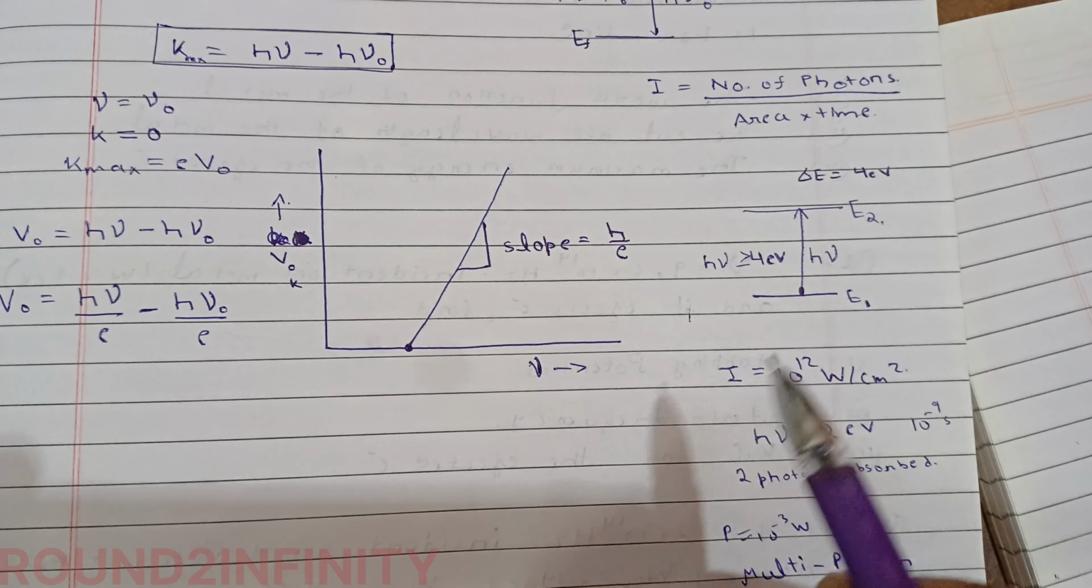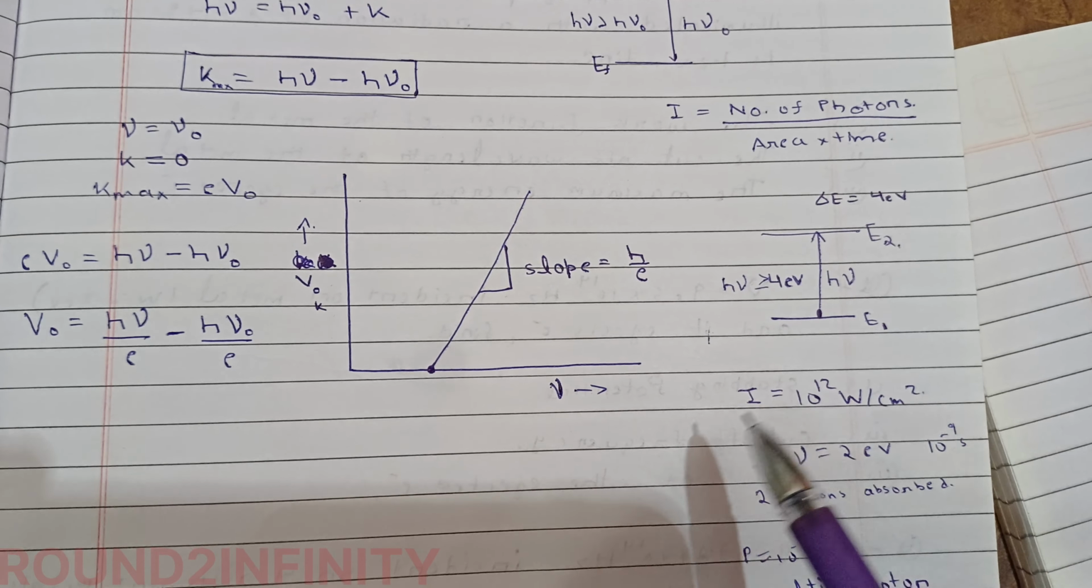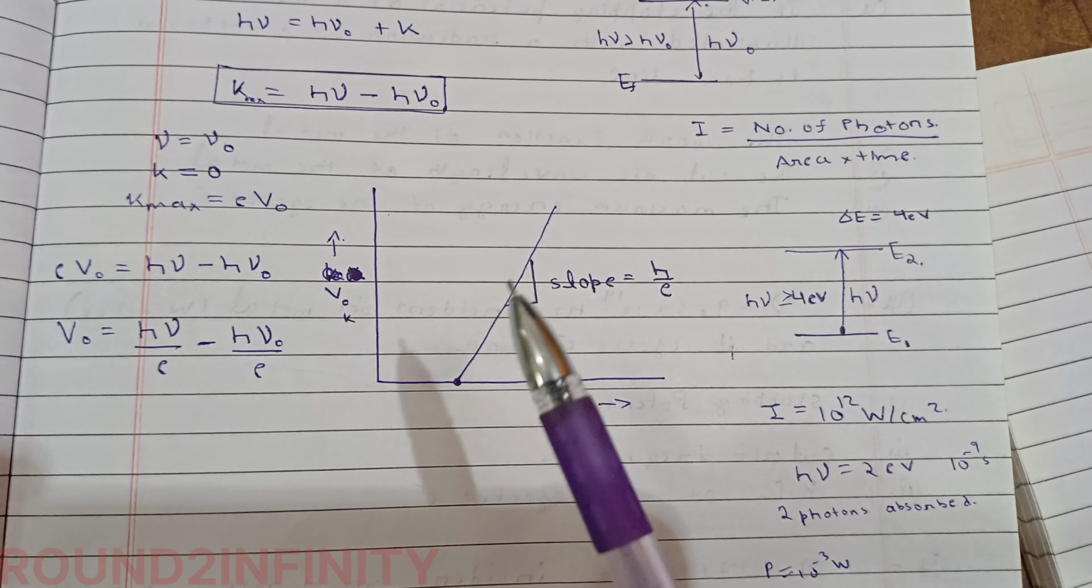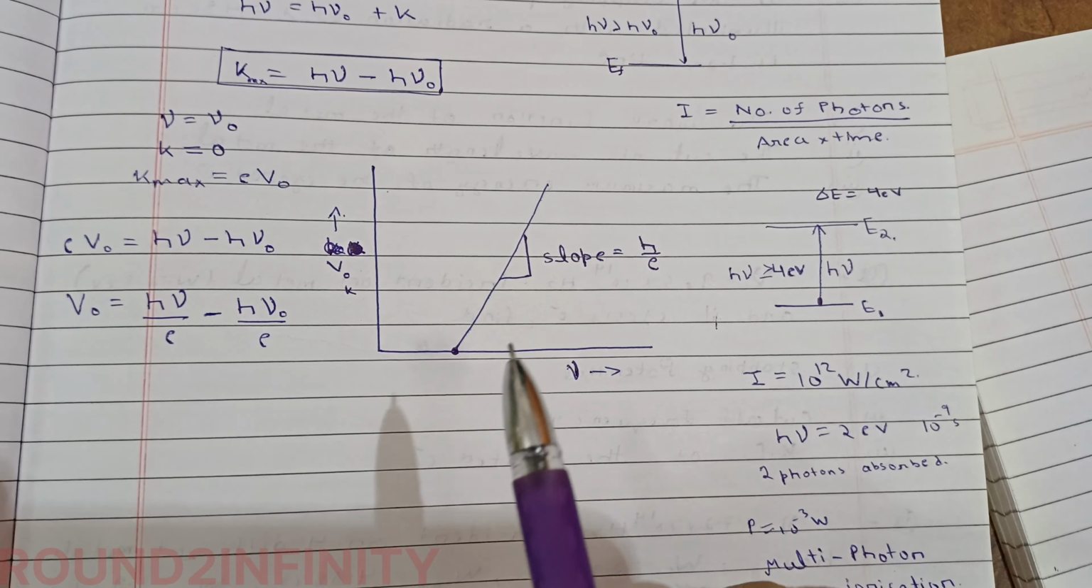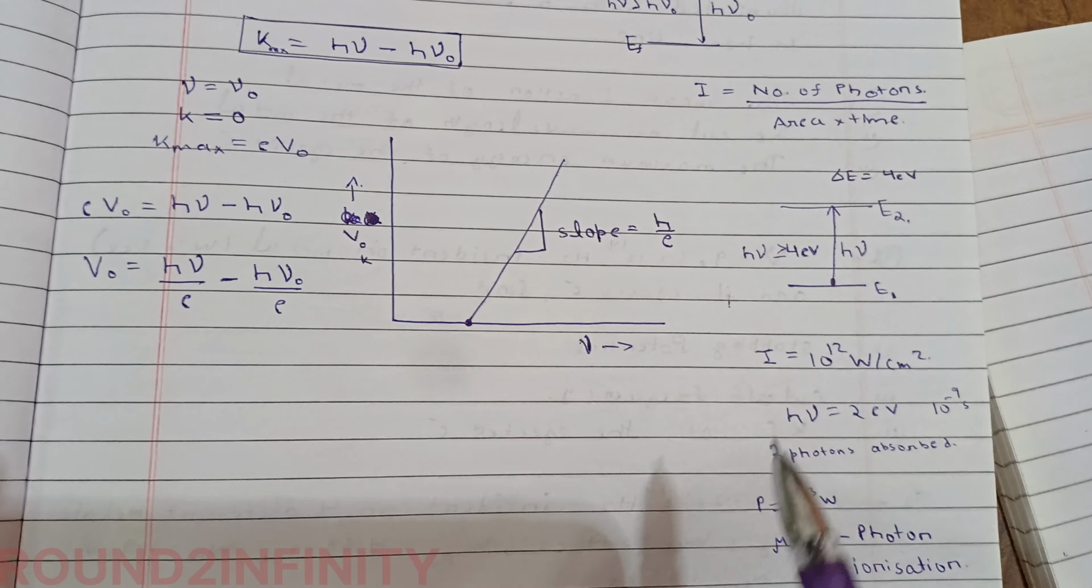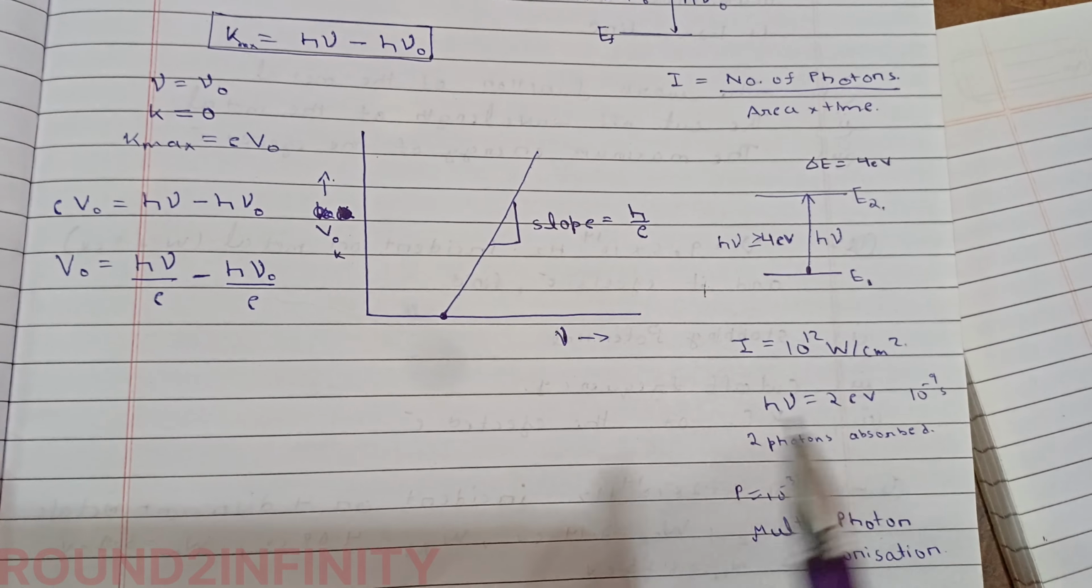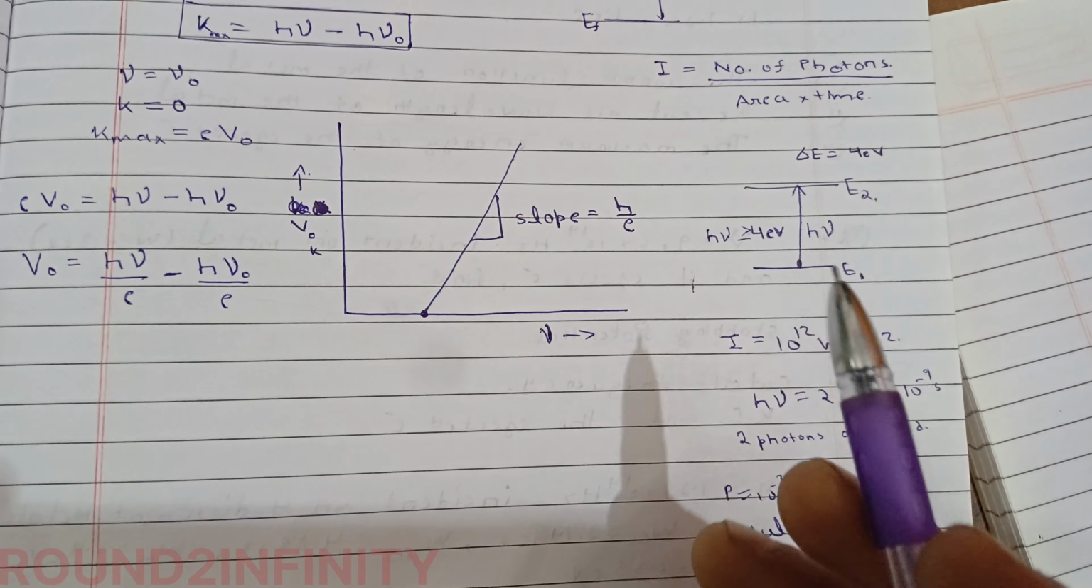So it is possible. If this was discovered at that time, then maybe Einstein wouldn't have got the Nobel Prize for this equation. He got the Nobel Prize for this. But at that time it was not possible to make a laser of this high power. That's why nobody was able to verify that it can absorb more than one photon.